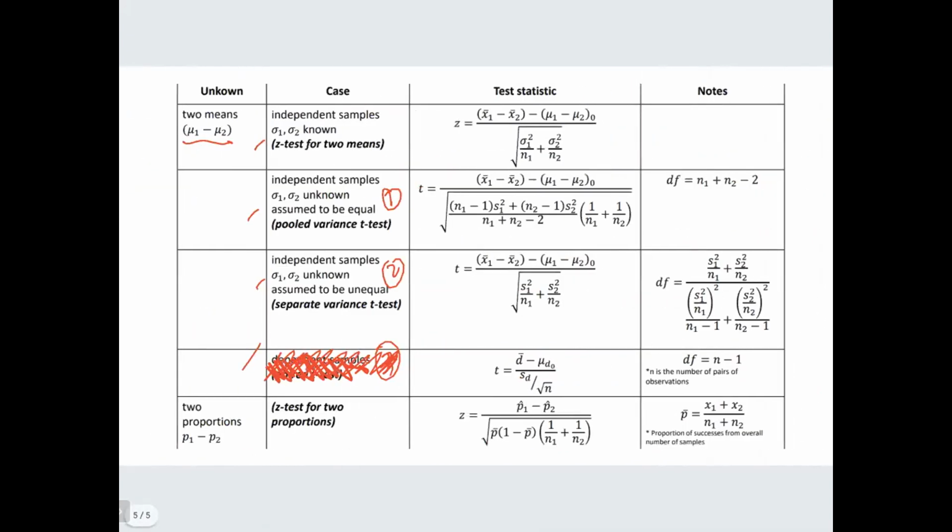Also, sigma 1 and sigma 2 are not known. Actually, most of the time, since you're dealing with data sets that are just samples, take note, it's a sample of 1,309 passengers in the Titanic dataset. It's just a sample, so you don't really know sigma 1 and sigma 2. So we eliminate this as well. So from last meeting, we decided either case 2 or case 3. Is it a pooled variance t-test or a separate variance t-test?